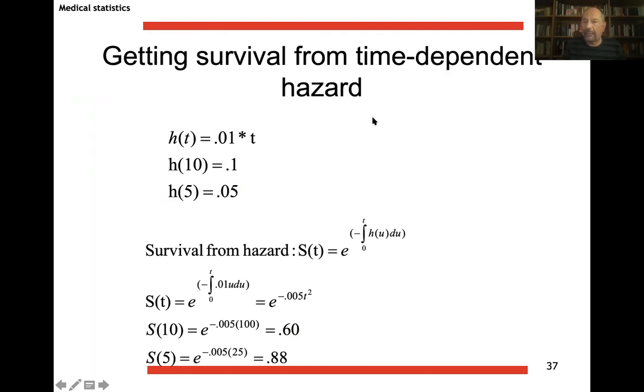To get to survival from a time-dependent hazard. Now, if instead your hazard, which is more realistic, is not constant, but is time dependent, you see it's increasing with time. For example, it's 0.01 times t, so that you see h(10) will be 0.1. And this is only an example. Then you can actually calculate the survival directly from hazard. So survival will be given by this formula, and then you can calculate it knowing what is the shape of the hazard function.